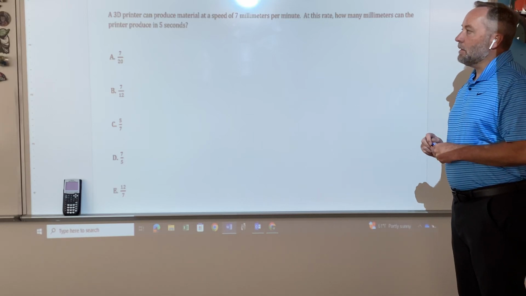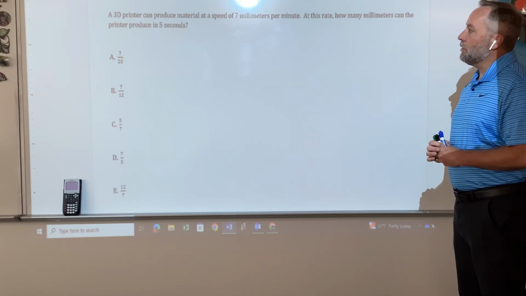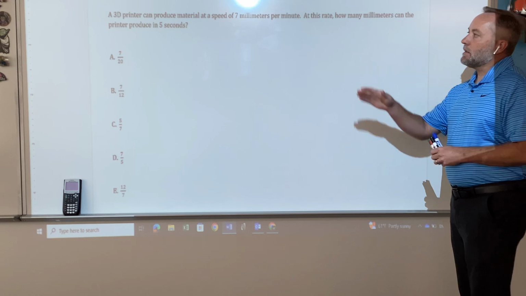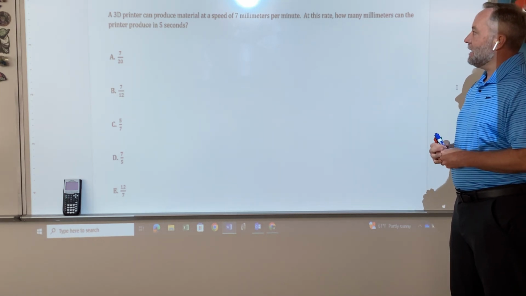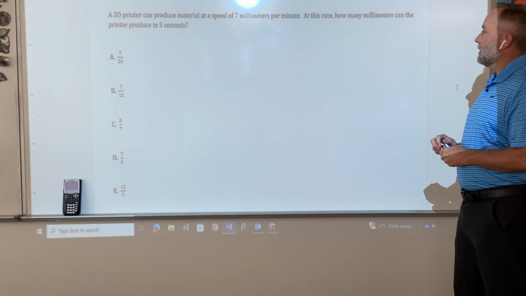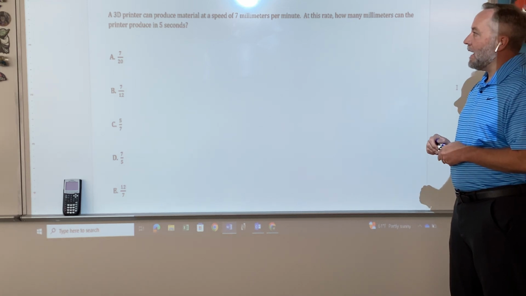This question has to deal with some pretty simple math and unit conversions, but it says a 3D printer can produce material at a speed of 7 millimeters per minute. At this rate, how many millimeters can the printer produce in 5 seconds?